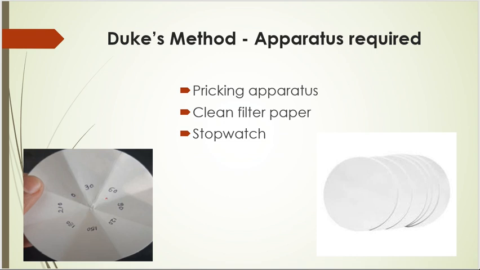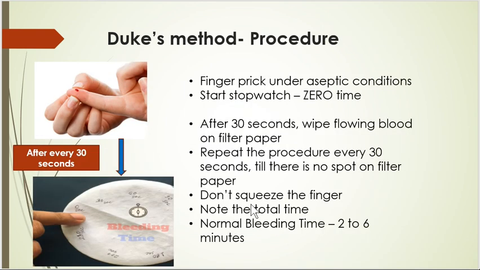But a second question can be what other methods can be used to perform this practical, and the basis behind the other method. So let's see Duke's method, also called the filter paper method. Now let's see the apparatus first. Here you will need a pricking apparatus and clean filter papers. You can mark these filter papers depending on seconds: 0 second, 30 seconds, 60 seconds, 90 seconds, 120 seconds. To measure the time interval, you should have a stopwatch. That's it.